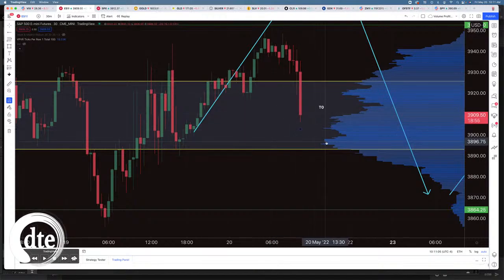And as I said, I think that 3,900 is going to be our target for the day. So I'm going to draw a rectangle right there. I'm going to say that 3,900 right there is our target today. That's where I think that we're going to end up, right about there.